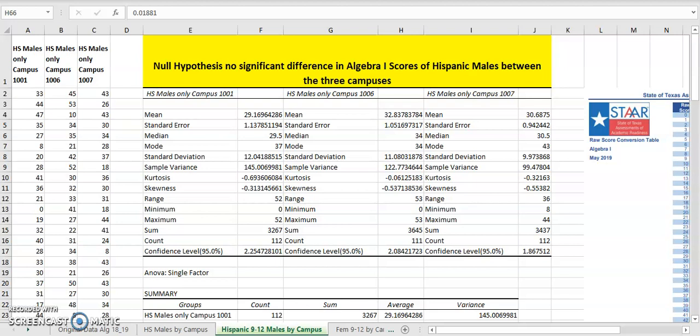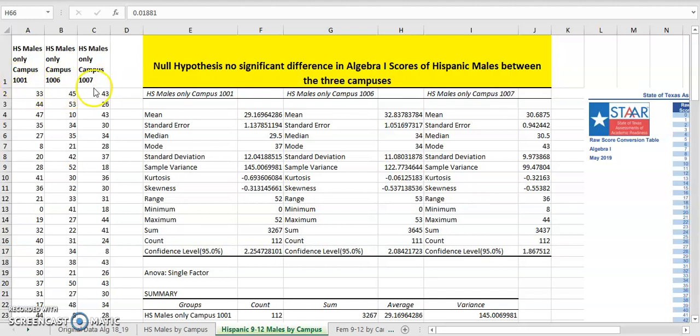I have originally taken the high school Algebra 1 scores, the first administration, the raw score only, of male Hispanic students in grades 9 through 12 by the 3 campuses. So you can see I've already sorted and separated.